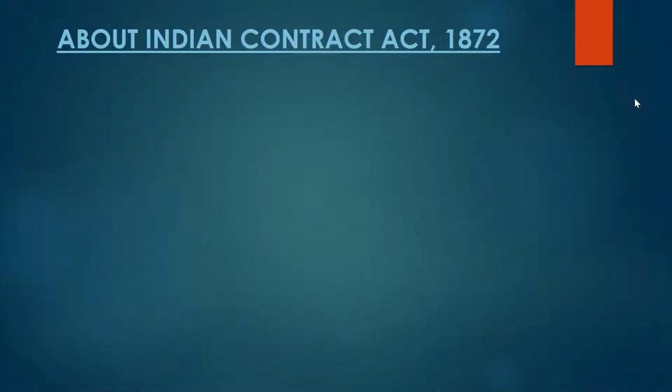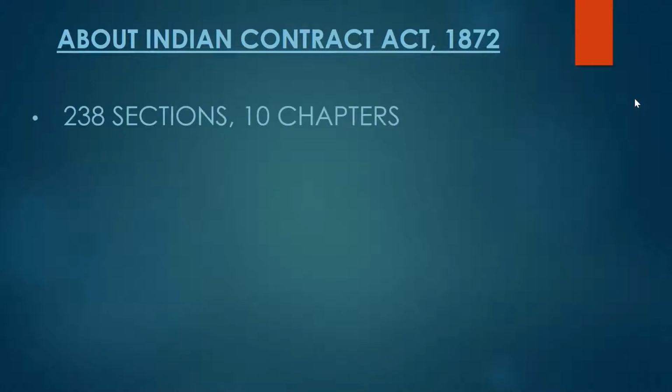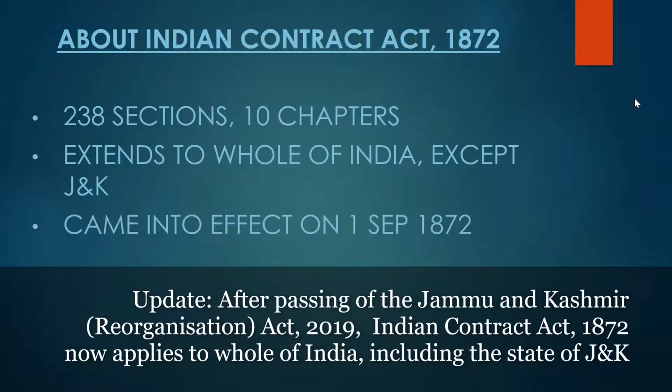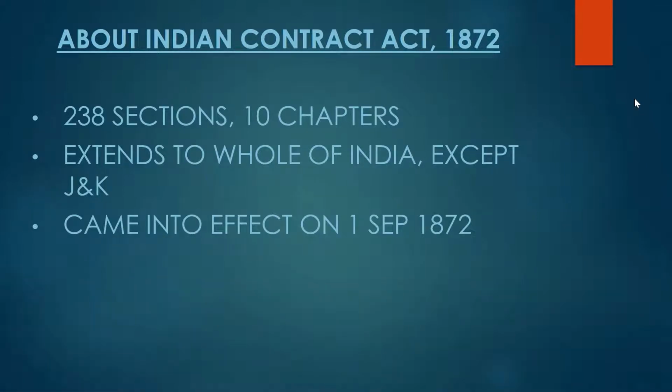Let's quickly look at some important information about Indian Contract Act 1872. The Act has total of 238 sections divided into 10 chapters. The Act extends to whole of India except the state of Jammu and Kashmir. The Act came into force on 1st September 1872.